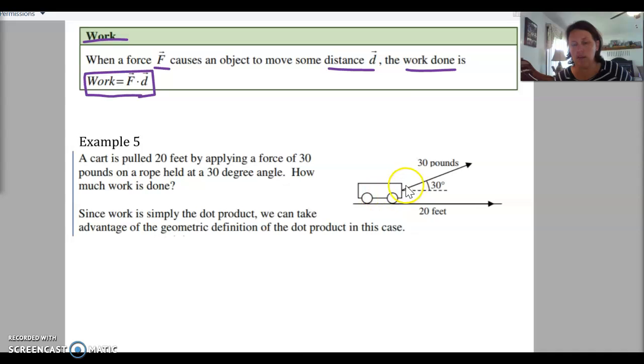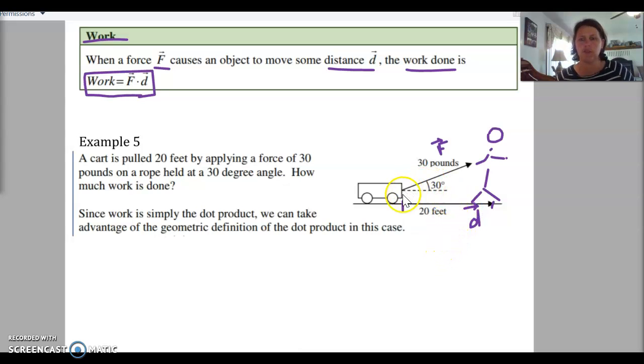We have a cart that a force is being applied to at a 30-degree angle. So we've got a person that is standing here, holding on to this rope and walking along this road. So we've got a force that is being applied at a 30-degree angle, and they have discovered that it is 30 pounds of force. So this vector up here is our force vector. This vector down here is going to be our distance vector. So this is how far the cart is traveling. This cart has traveled 20 feet at this point. We are going to call this our D vector, or our distance vector.